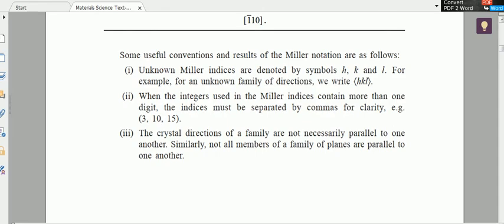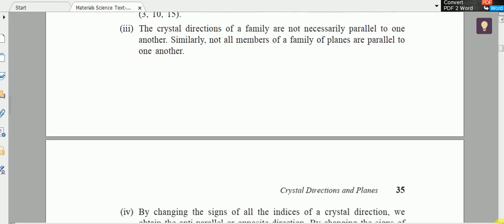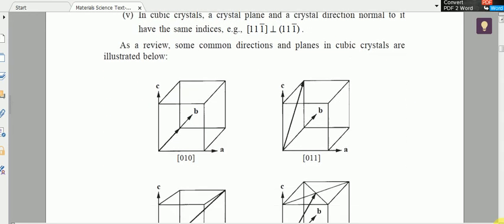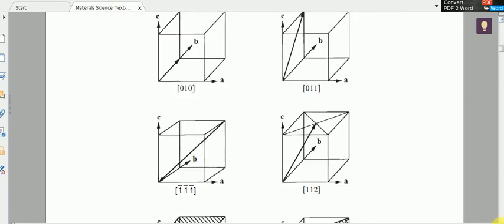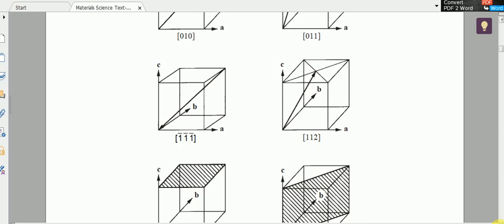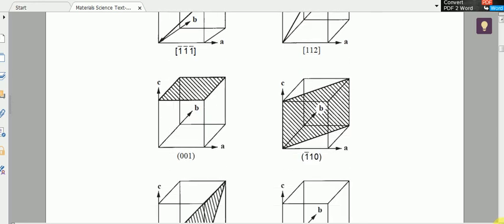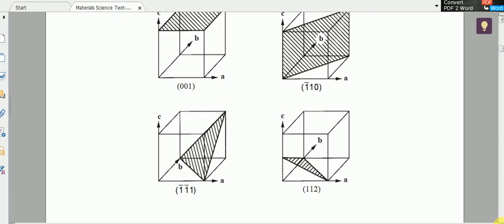Okay. Now some useful tips for Miller indices representation. Normally the Miller indices are denoted by the symbols H, K and L. If there is more than one digit, they are separated by commas. Otherwise it is simply writing H, K and L. There are a few planes we already discussed. You can refer to these diagrams and find the directions and planes in this diagram.